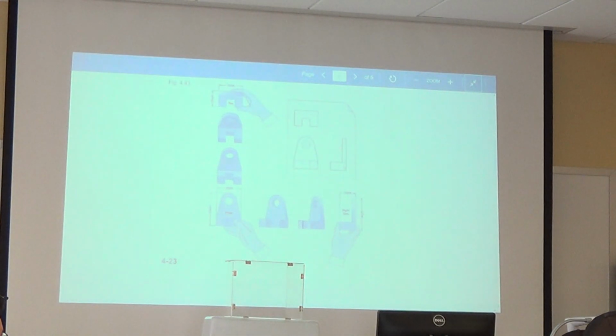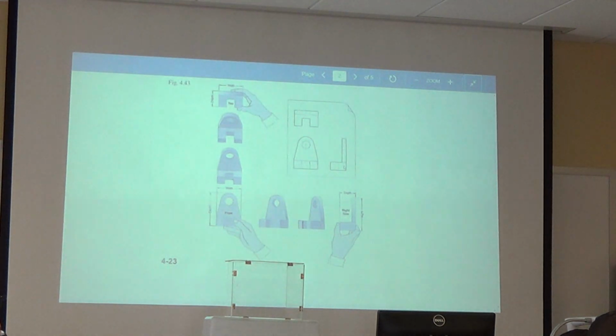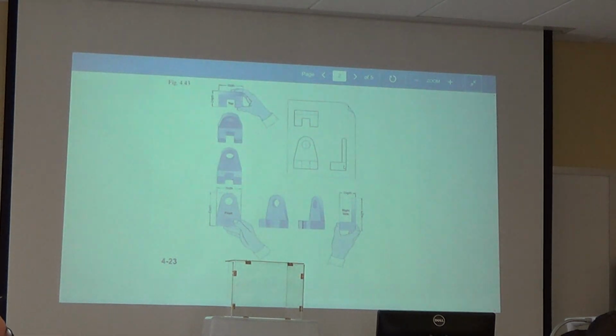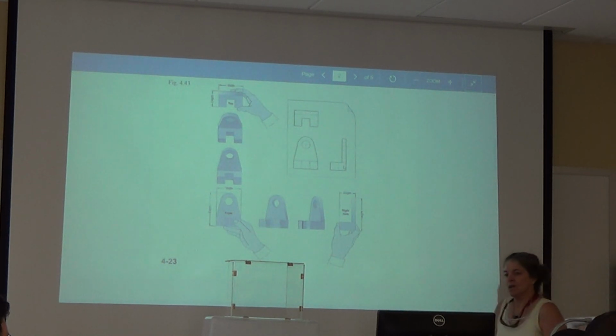Yeah, Andrew, what if the object doesn't have that much symmetry? Good. Well, then you still only need the 3 views, but you might add a sectional view. But let me answer your question in a different way. What if you don't need all 3 views? Let's look at some examples.